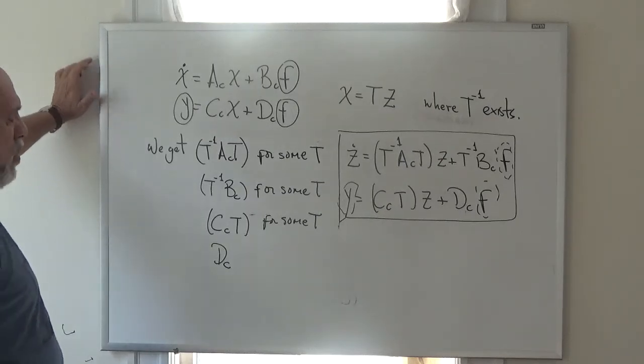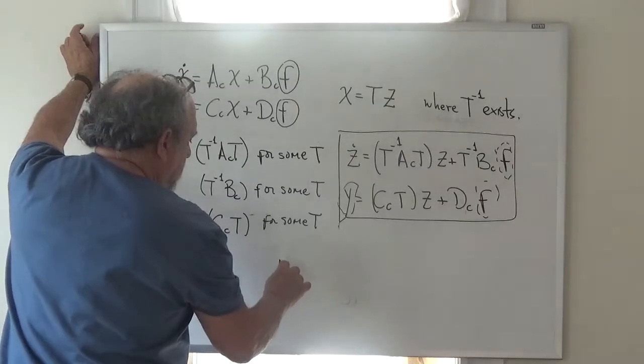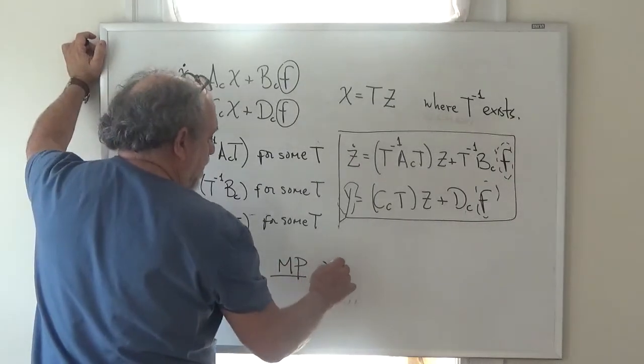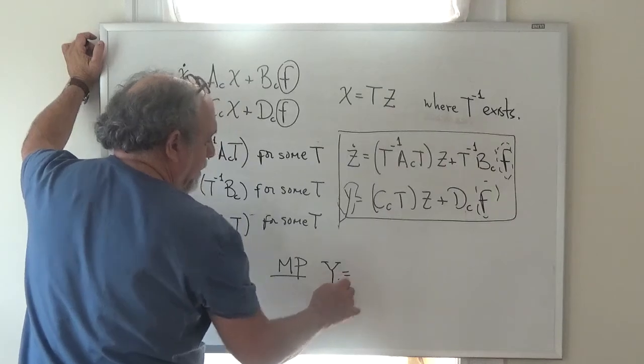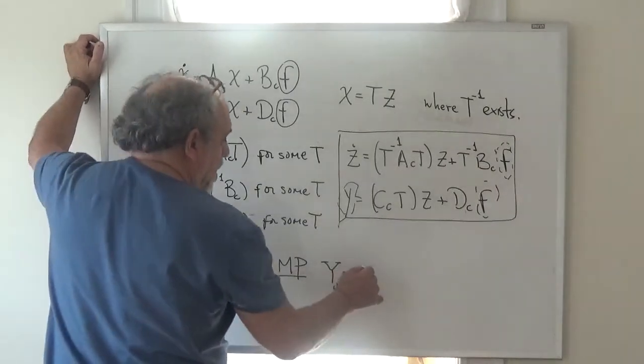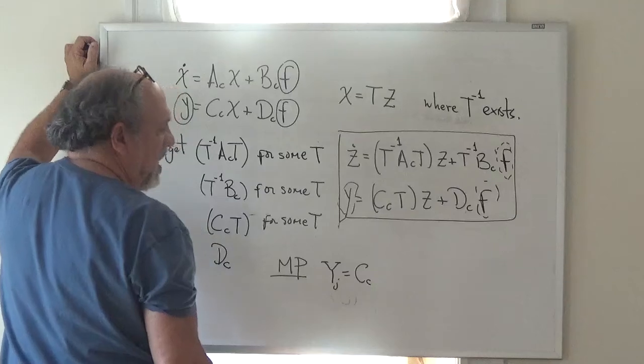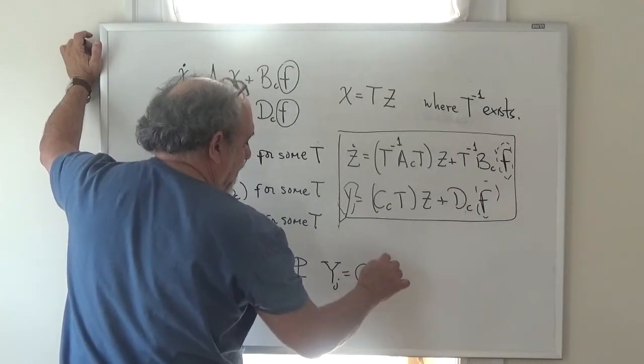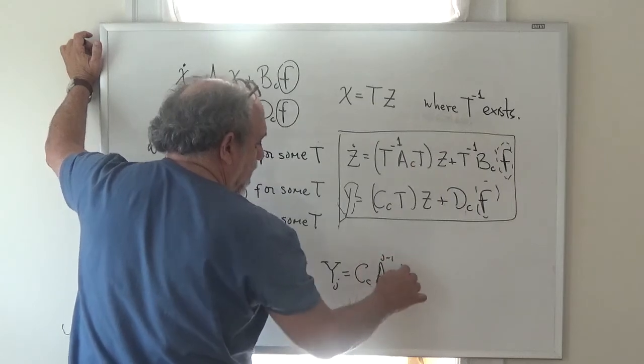Well, remember the Markov parameters, right? What was the form of the Markov parameters for Y j? I think you guys know it now. In continuous time, it would be something like this, and it's the same thing in discrete time, right?